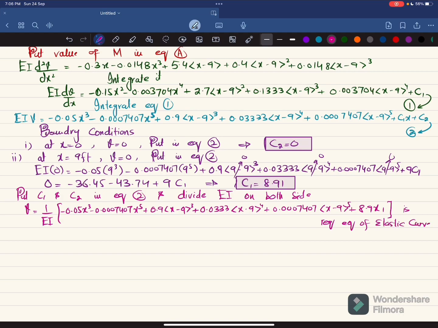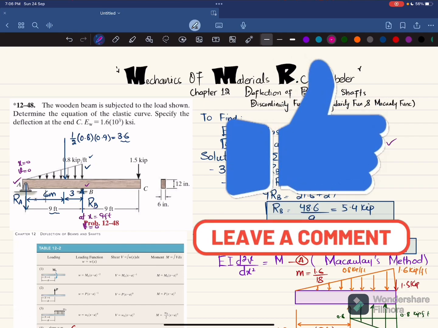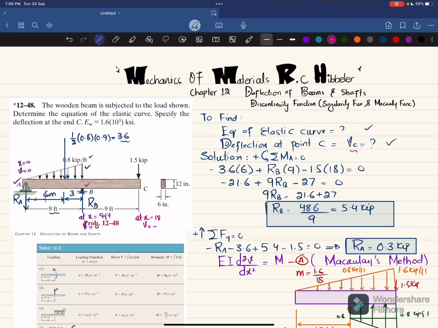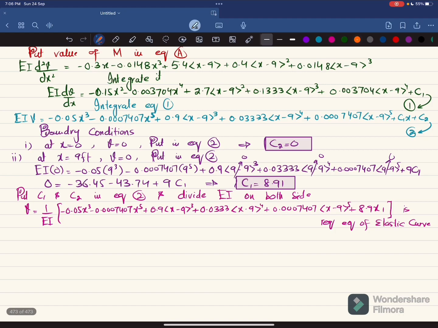So this is the equation of deflection. If you want to find the deflection at any distance x, put in the value and you will get the deflection. In our next part we have to find the deflection at point C. So at x equal to 18 feet, the deflection is equal to vC. So what we will do is put x equal to 18 feet.